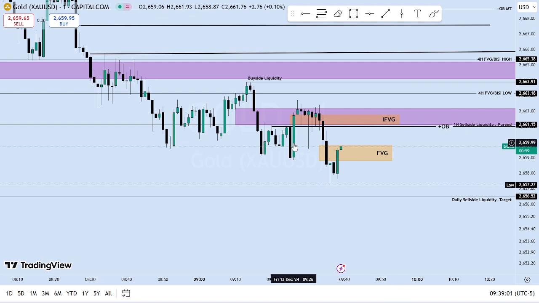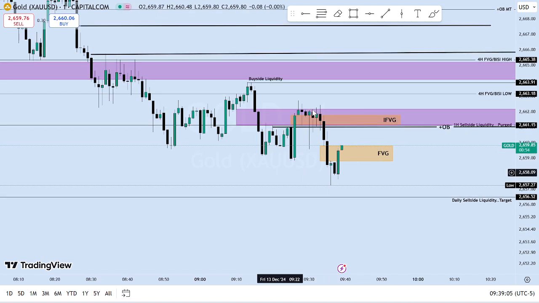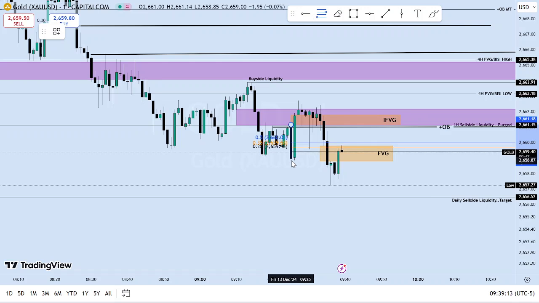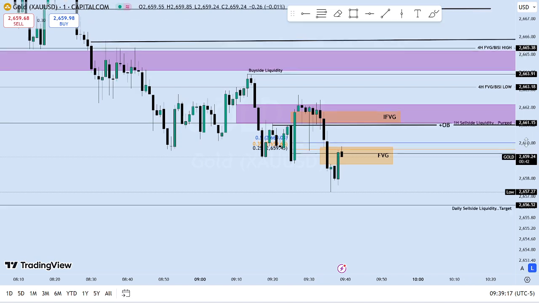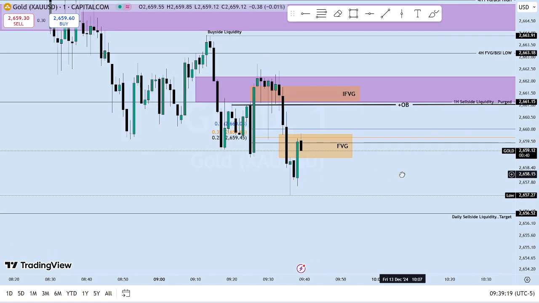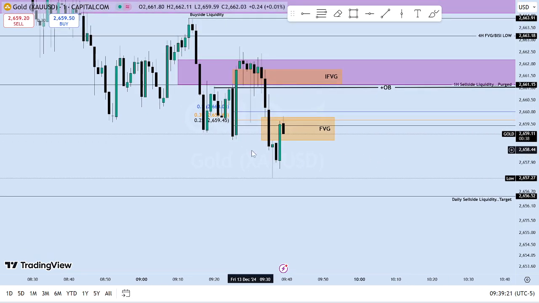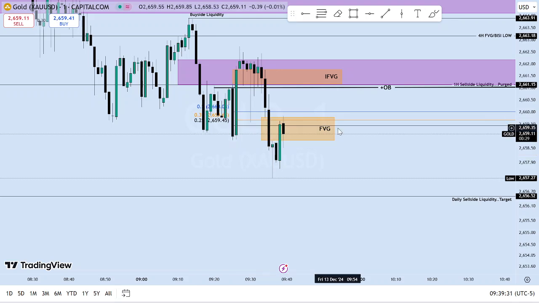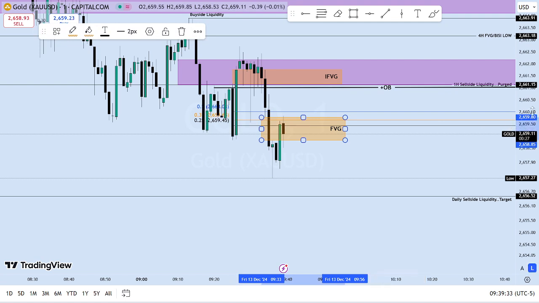Breaker. So breaker block. 25% level. Then deliver inside the fair value gap. Consequent encroachment.